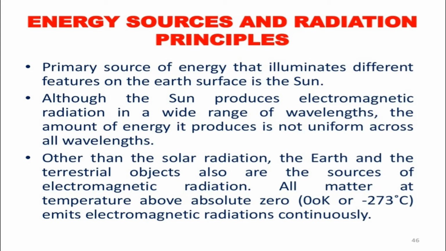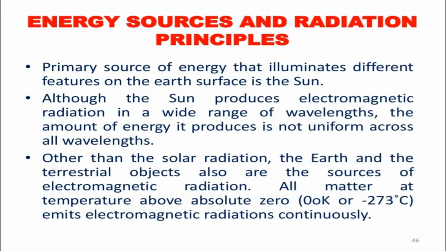Generally, we have to understand the different energy sources and their radiation principle. The primary source of energy that illuminates the different features on Earth's surface is the sun. The sun produces electromagnetic radiation in a wide range of wavelengths, so it contains many types of wavelength. But not all wavelengths reach our Earth's surface; for example, ultraviolet wavelength cannot reach our Earth's surface. But some types of wavelength, like microwave and infrared, reach our Earth's surface. But their interaction is more in the case of infrared wavelengths.